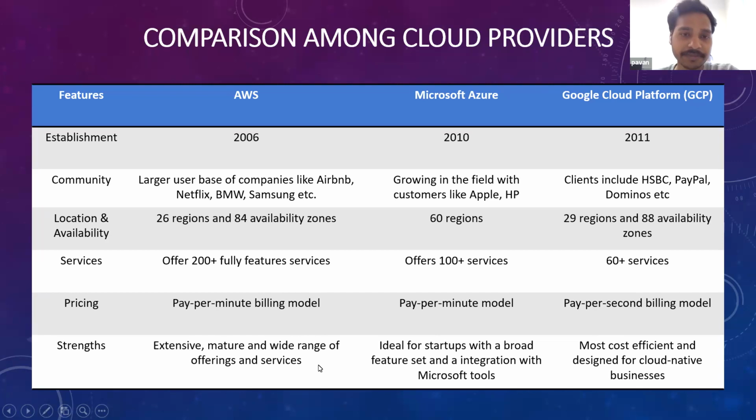And the strengths are, for AWS, an extensive, mature, and wide range of offerings and services, since it's the first to launch. Microsoft Azure is very ideal for startups with a broad feature set and integration with Microsoft tools, because they give pretty good offers for companies who are already using Microsoft Office. And Google is the most cost efficient as they follow the pay per second billing model. These are designed for cloud native businesses, which operate completely out of the cloud.